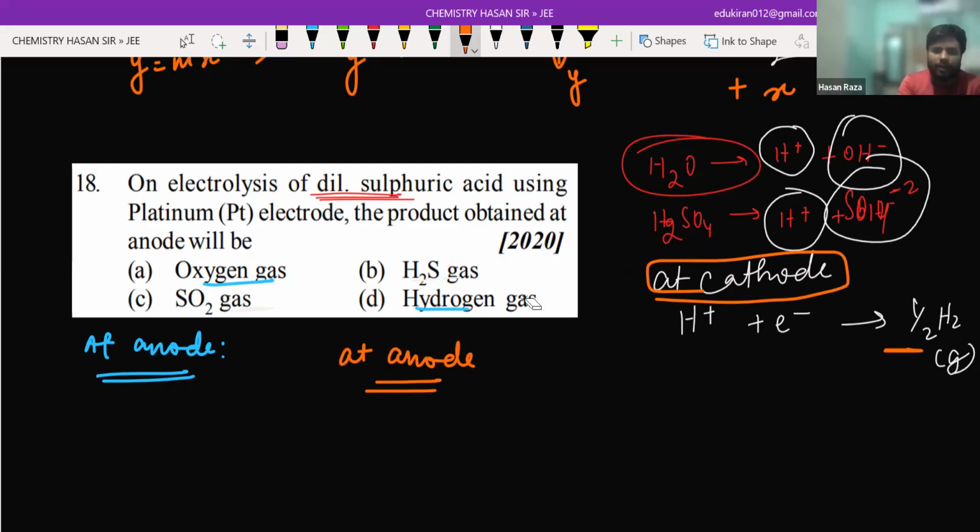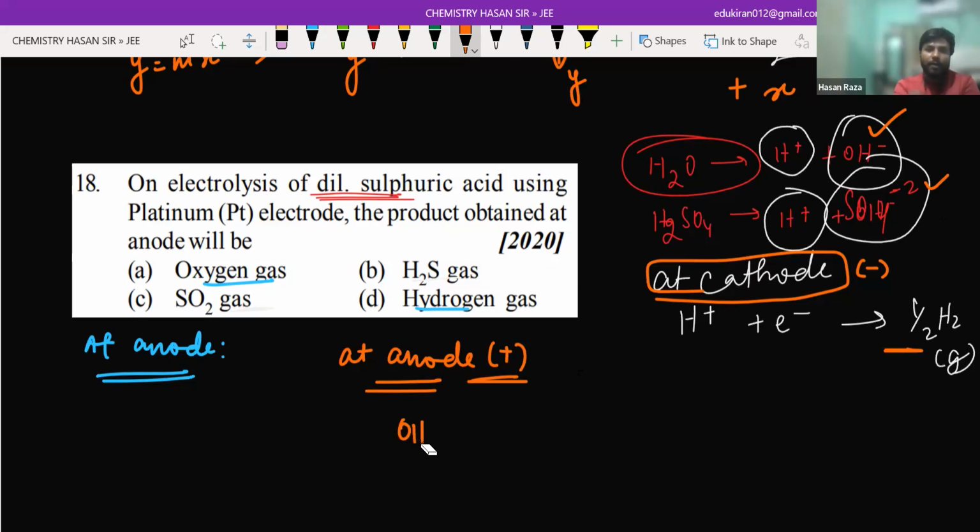so you know that anode is positive and this is your negative. So at negative electrode, positive ions will go, that means cation. And at positive electrode, negative ions will go. And you have two negative ions, OH minus and SO4 minus 2. So which one will go?